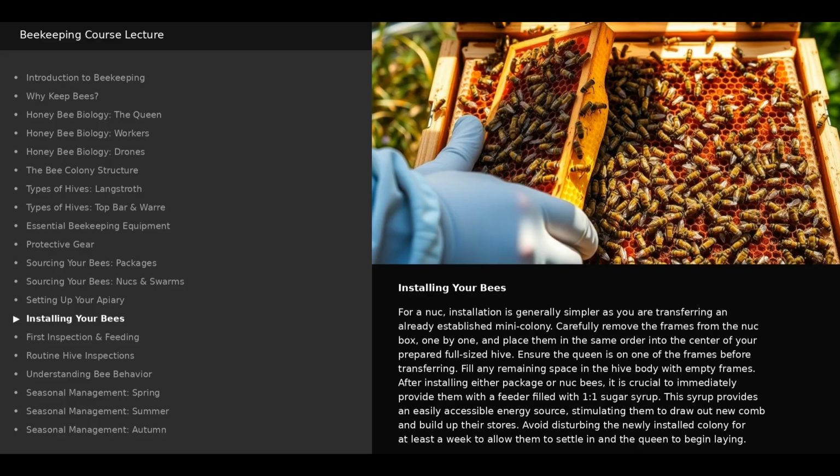It is crucial to immediately provide them with a feeder filled with 1-to-1 sugar syrup. This syrup provides an easily accessible energy source, stimulating them to draw out new comb and build up their stores. Avoid disturbing the newly installed colony for at least a week to allow them to settle in and the queen to begin laying. This initial period of establishment is vital for the colony's long-term success and growth, requiring minimal intervention and consistent feeding.